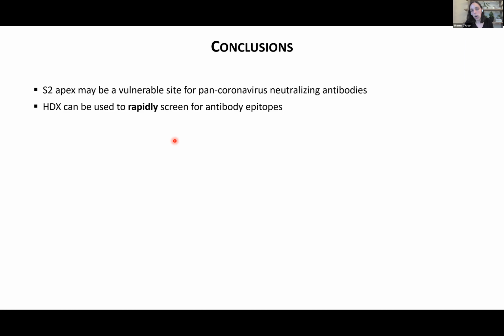I suppose consistency is key to really making sure that you have the same impact throughout all your samples there.